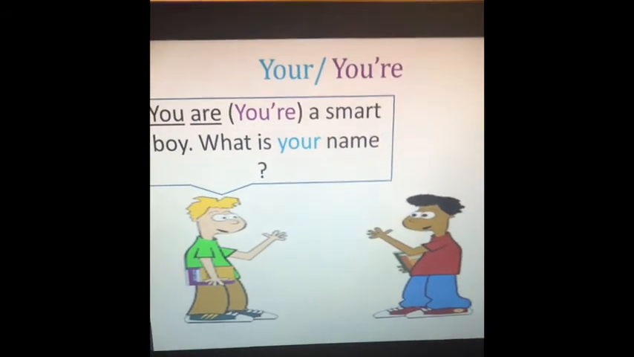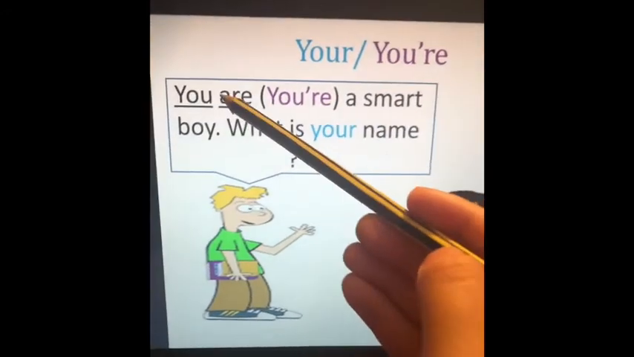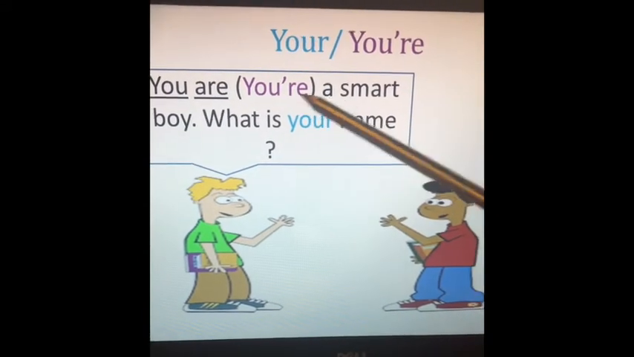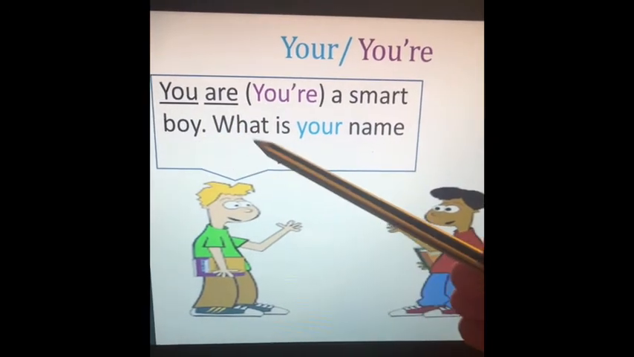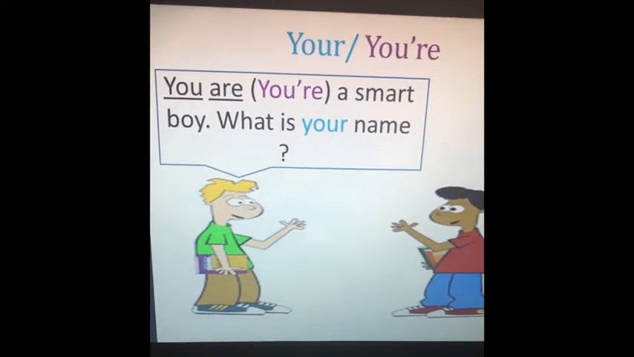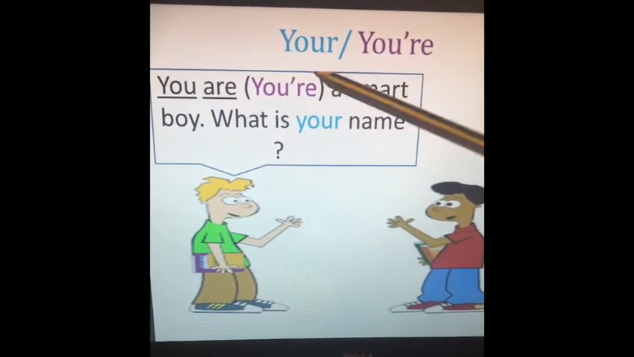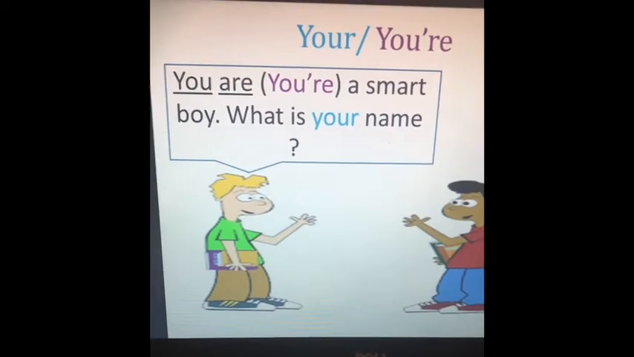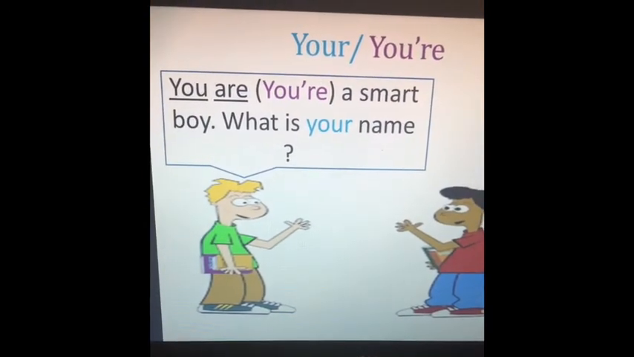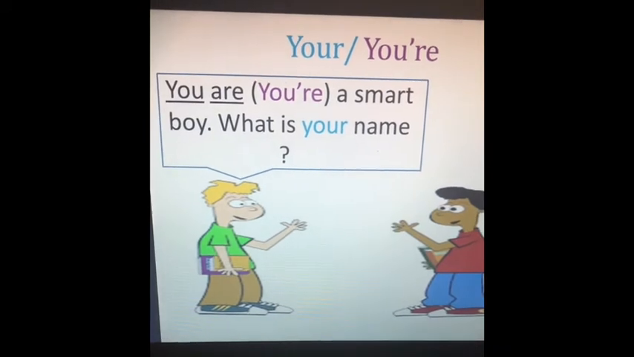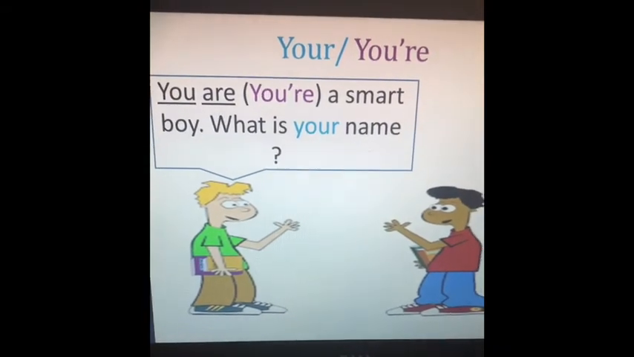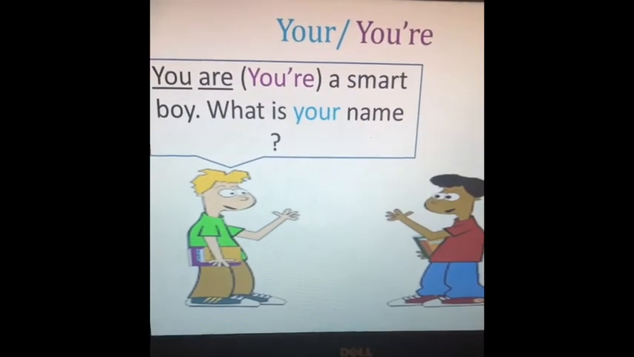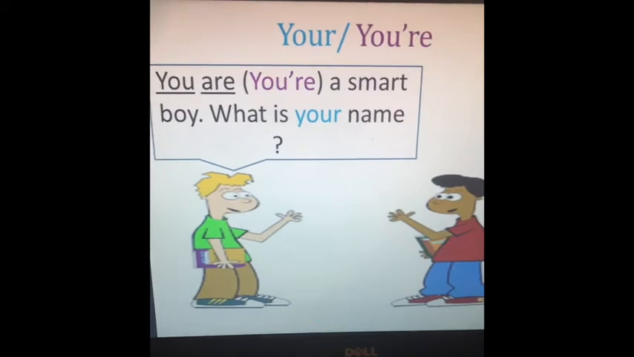Now, let's see this example. You are, which has the contraction you're. You're a smart boy. What is your name? Do you notice that you're and your here have the same pronunciation? Okay, but how do we know which your means that we are talking about something that somebody has and which you're means the same person? Let's see. When there's an apostrophe, we mean the same person, right? We don't mean something that somebody has.